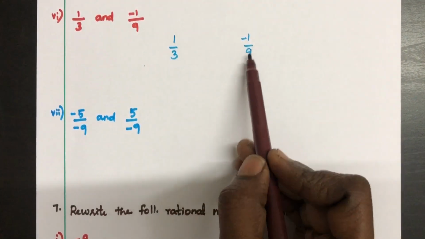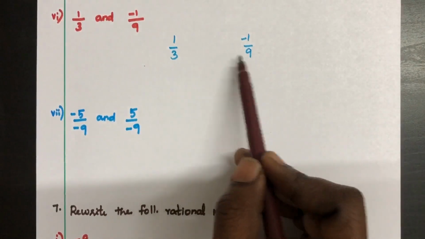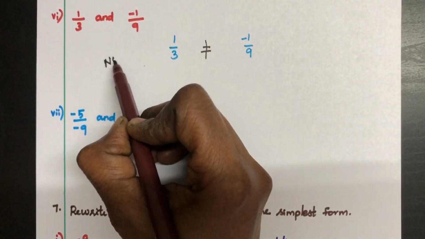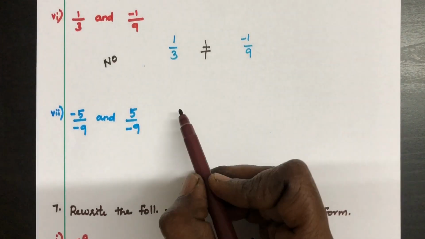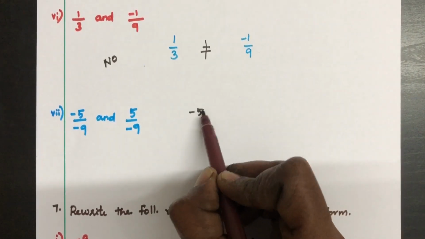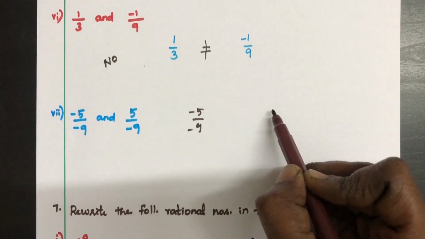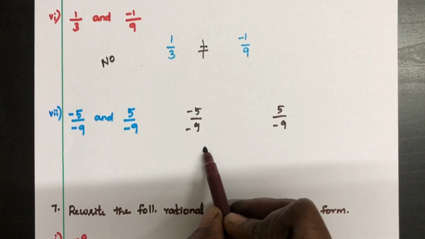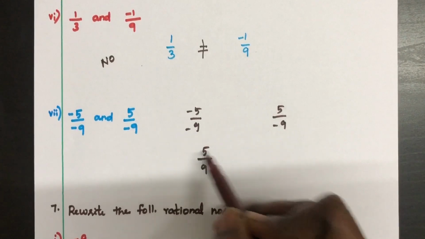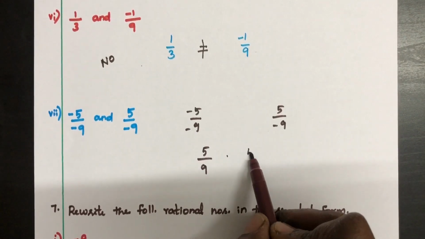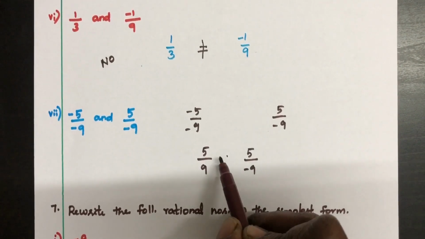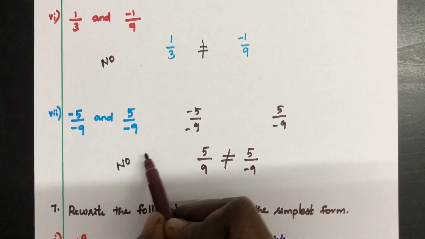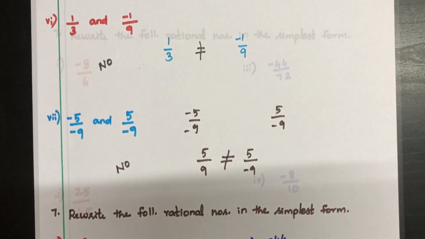1 by 3 and minus 1 by 9. No common factor, we cannot cancel further. So it is not the same. No, this is not the same. Now minus 5 by minus 9 and 5 by minus 9. This is nothing but 5 by 9, positive. Like signs cancel each other. The other is 5 by minus 9. Both are not equal. That means not the same. So here also no, it is not the same.